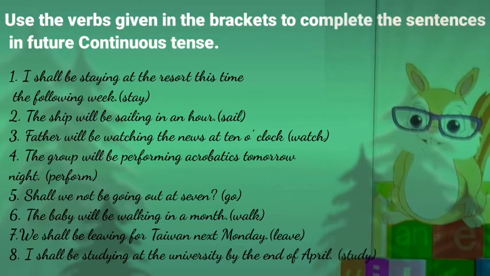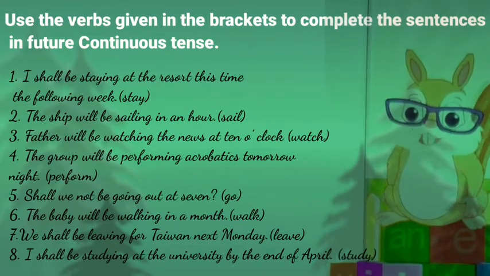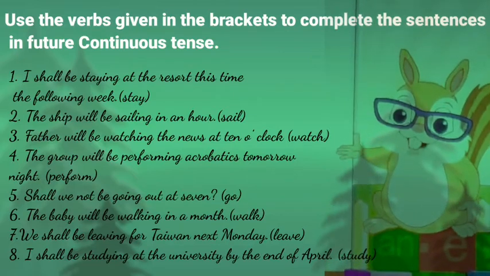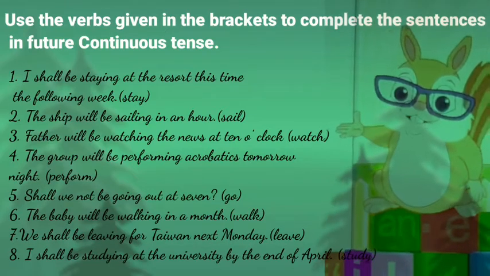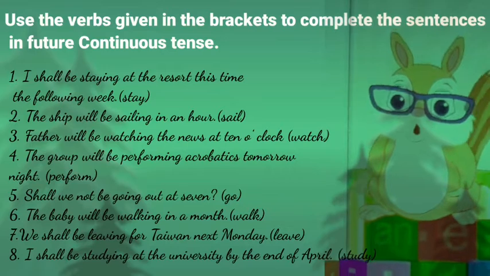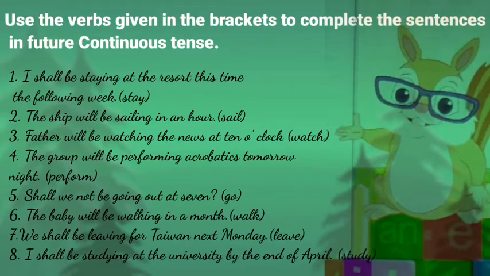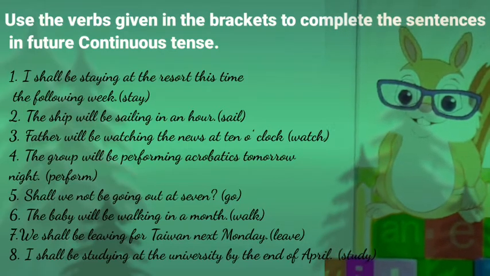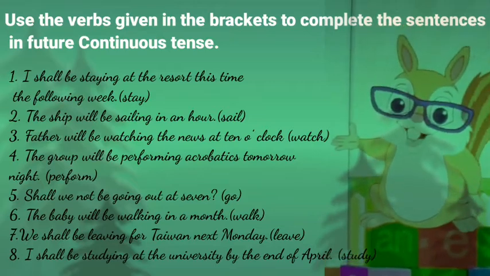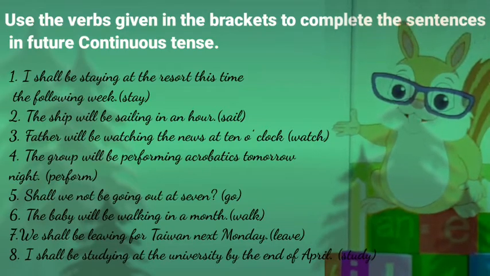Next is: we dash for Taiwan next Monday. And the verb is leave. For leave, we will use the ing form with it. It will be leaving. With we, we use shall be. So the correct answer is: we shall be leaving for Taiwan next Monday.